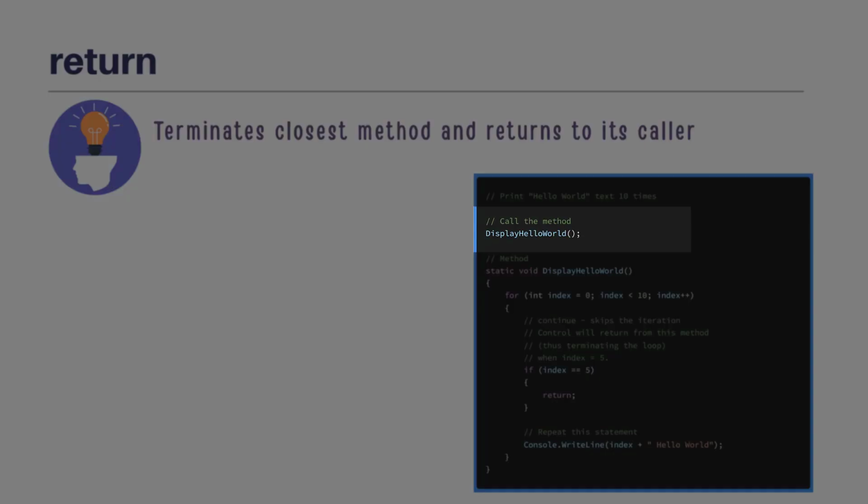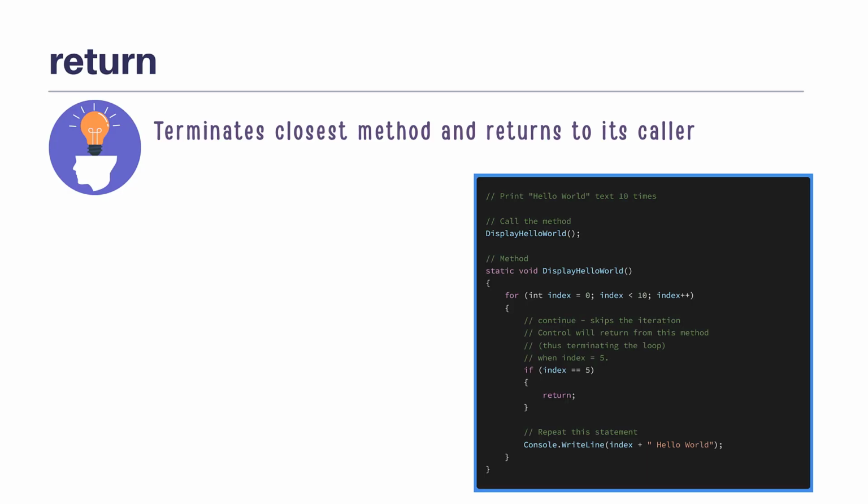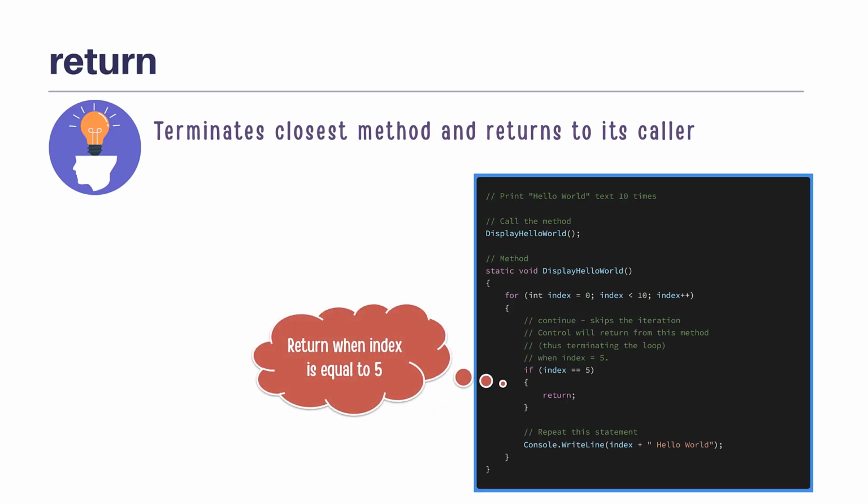This method is called from the top level statement. So, when this code is executed, the text hello world will be printed for 5 times. In the 6th iteration, the index will be equal to 5 and the control will return to the caller. This also means that the loop will be terminated.